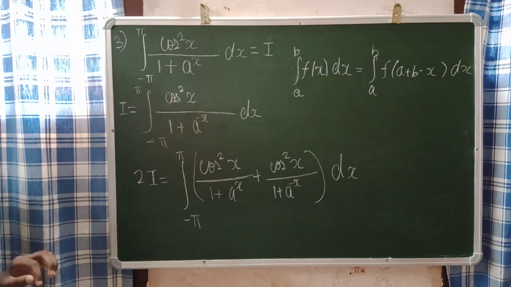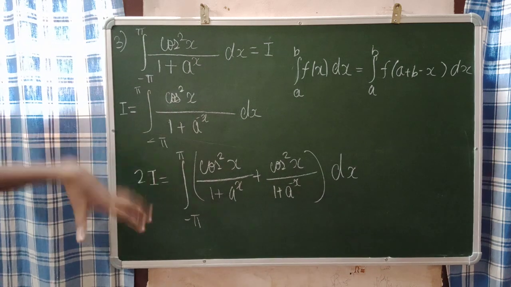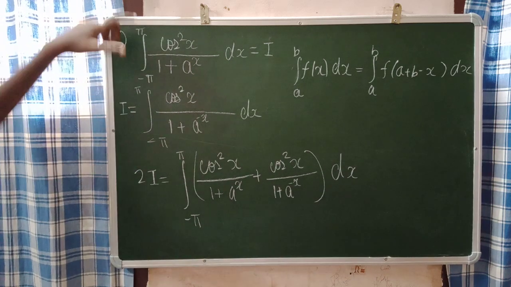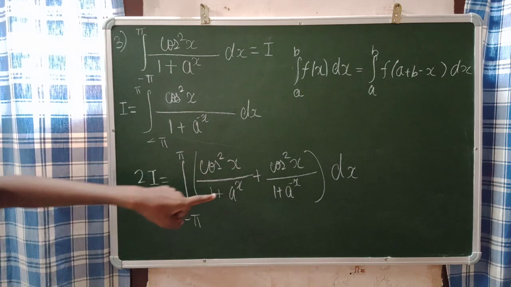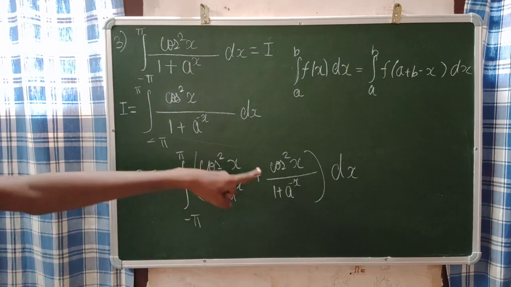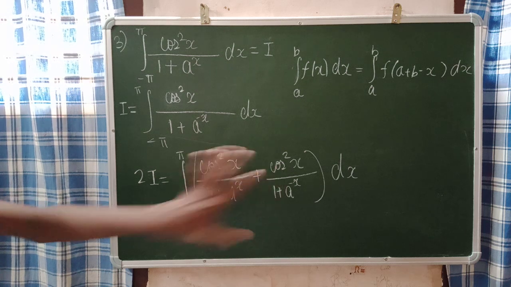That is what you will get when you add these two I's. I plus I is 2I. As the limits are the same, you can add the inside values directly. That is cos square of x divided by 1 plus a power x, plus cos square of x divided by 1 plus a power minus x.